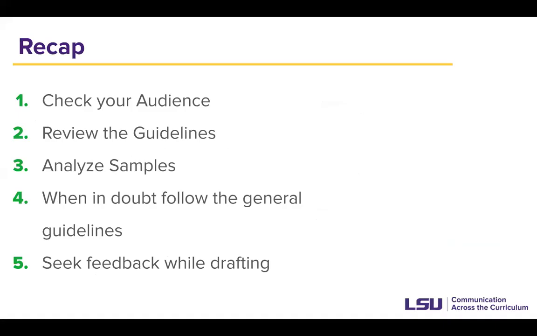So to recap, first and foremost, check your audience, see what information you already know they're going to be looking for, check the guidelines associated with the specific conference or the specific journal that you're interested in contributing to, analyze samples that are relevant for that audience and for your work in particular. When you're in doubt, follow those general guidelines and take the time to use those guidelines to analyze those samples. And then finally, seek feedback while you're doing your drafting.